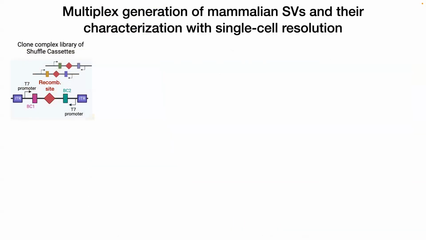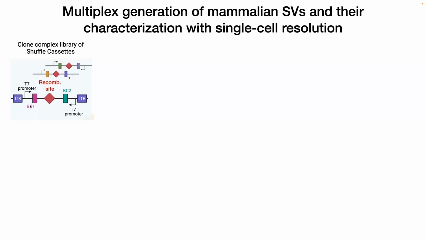So the way we went about this was coming up with this method called Genome-Shuffle-seq that allows multiplex generation of mammalian structural variants, as well as their characterization in one experiment using single-cell sequencing. So how does this work? The core of the technology is the design of this thing that we're calling the shuffle cassette, which contains four features. One is a site-specific recombination site. This could be from Cre-Lox or other types of recombinases like Bxb1.